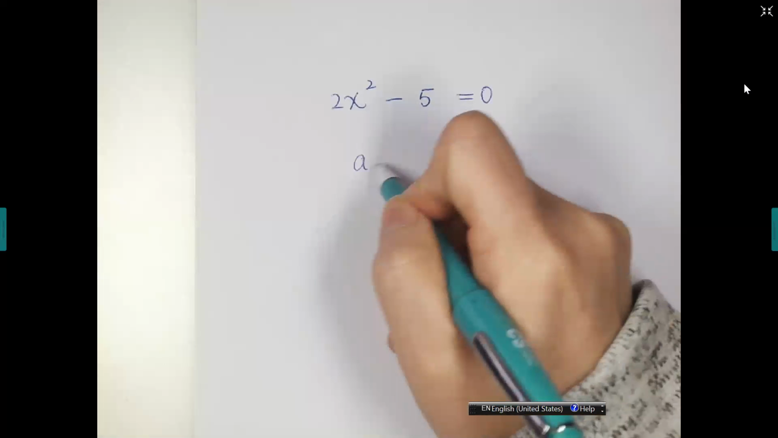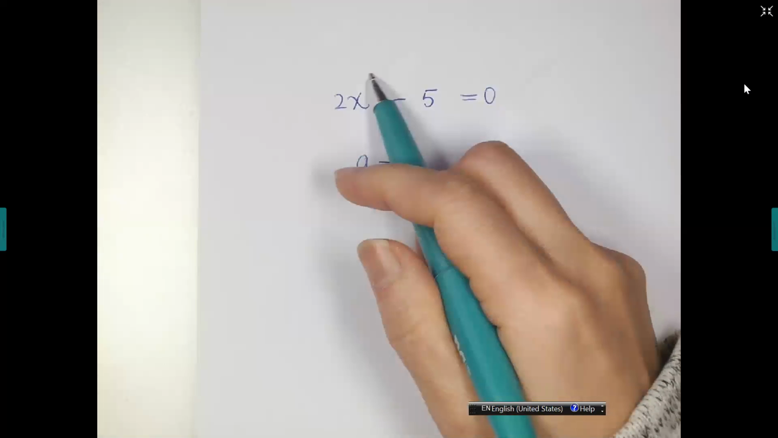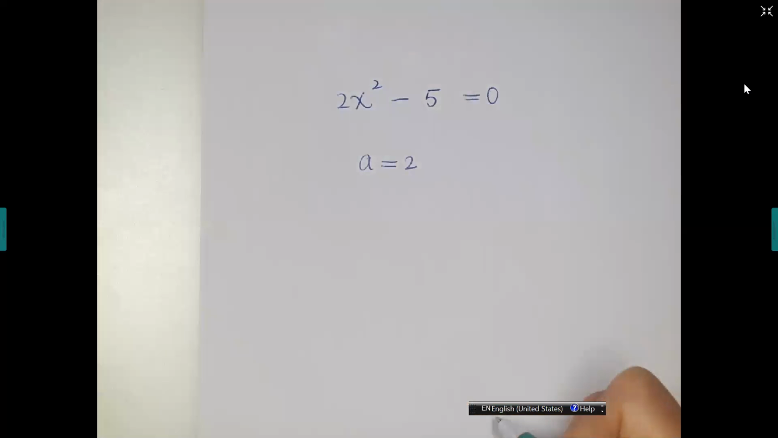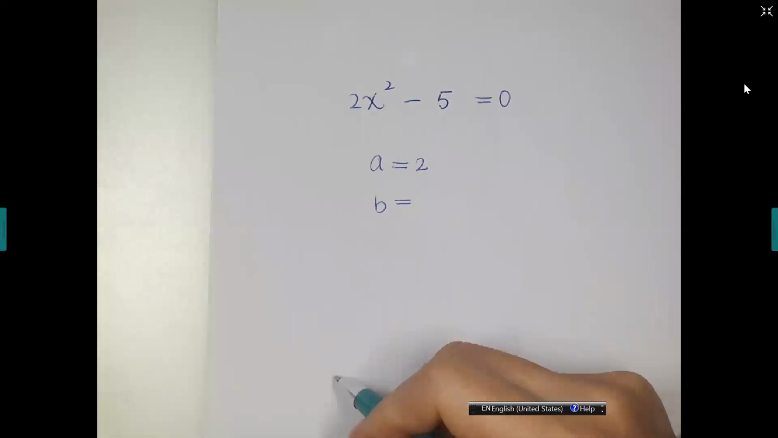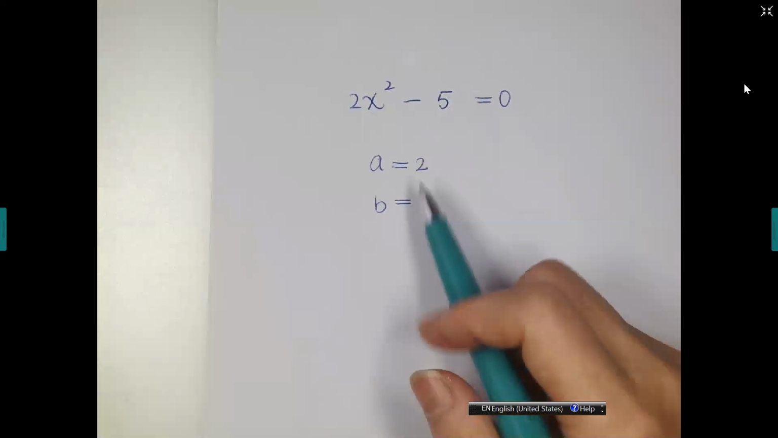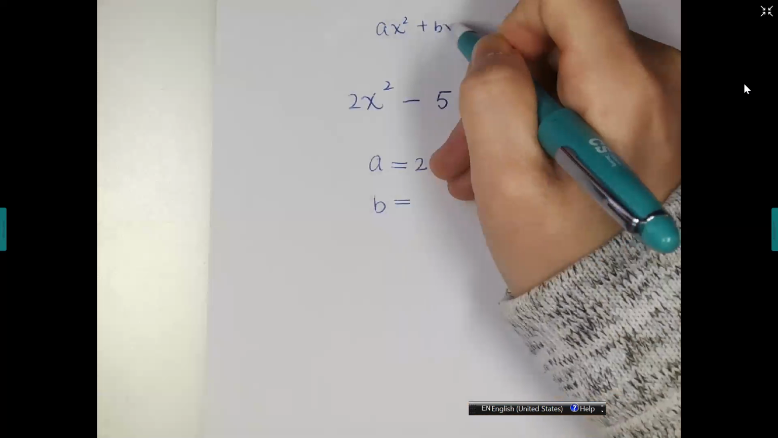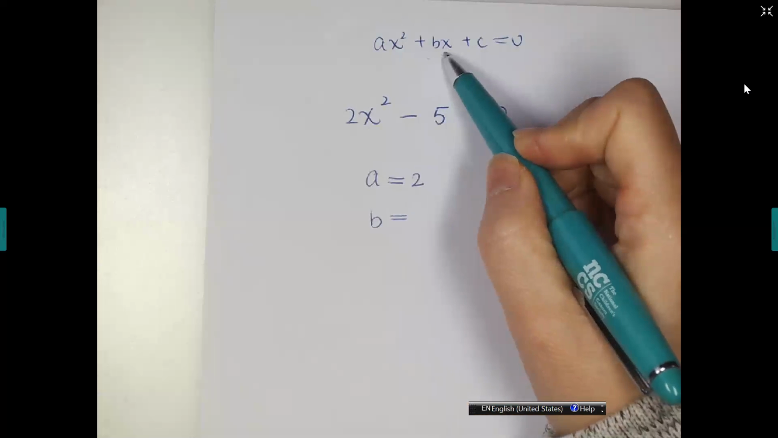A equals the coefficient of the square term. Then A should be 2. There is no doubt. Then we want to know what B is. Will the next number we see be number B? The answer is no. So B is what? That's ax squared plus bx plus c equals 0. B is the coefficient of the x term.